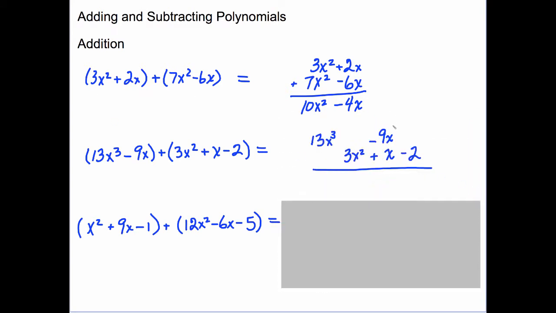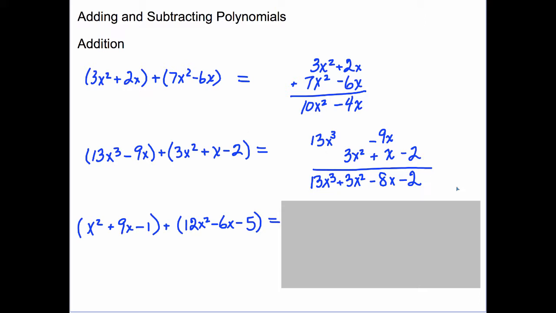13x cubed minus 9x plus 3x squared plus x minus 2. Now you notice that I left a space because there is no x squared term in the top polynomial, and there's no constant term either. When you add this way, you want to align all of the like terms. So here we can add 13x cubed plus 3x squared. Negative 9x plus x is negative 8x minus 2.